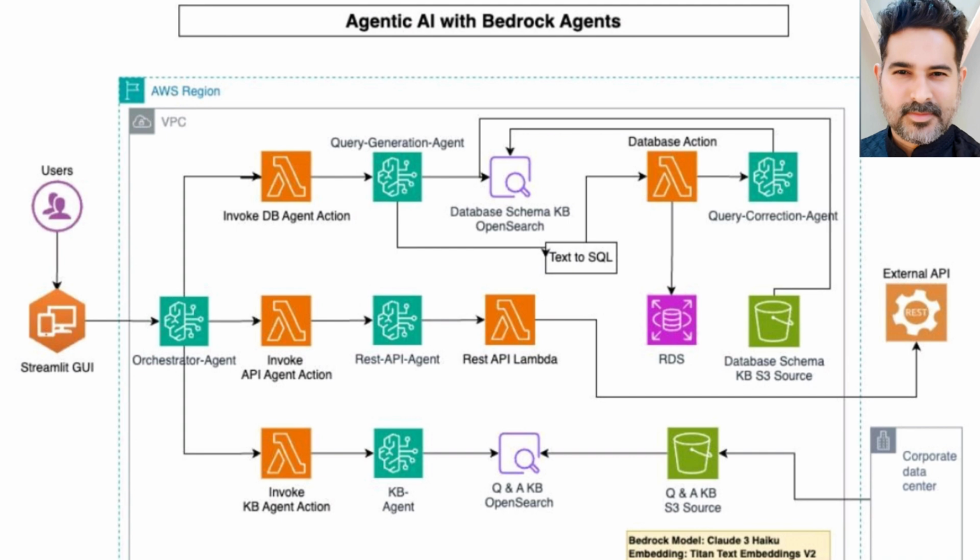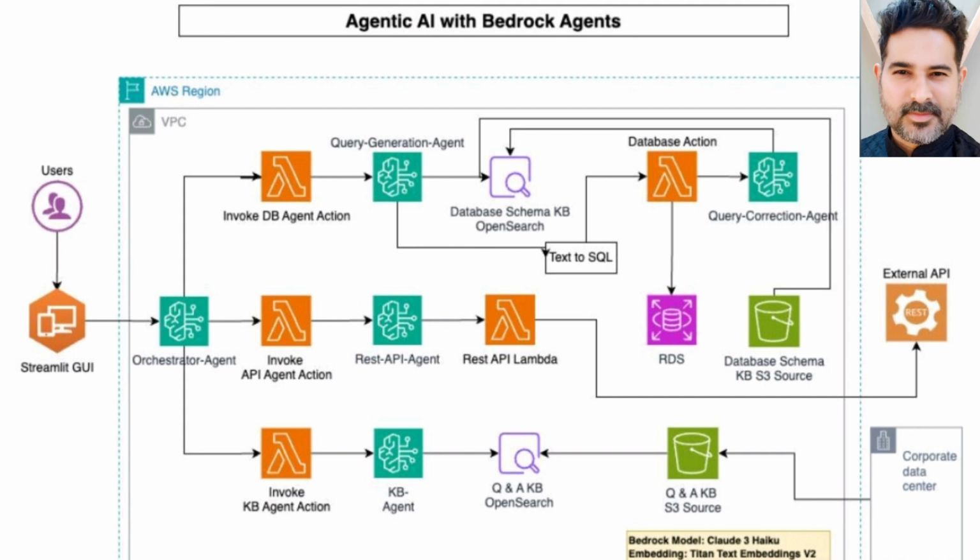Now, the heart of our system is the orchestrator agent. This agent acts like a traffic controller, directing the flow of information and tasks. From here, the orchestrator agent can trigger three main actions: database action, API agent action, and KB agent action. Let's look at each one.